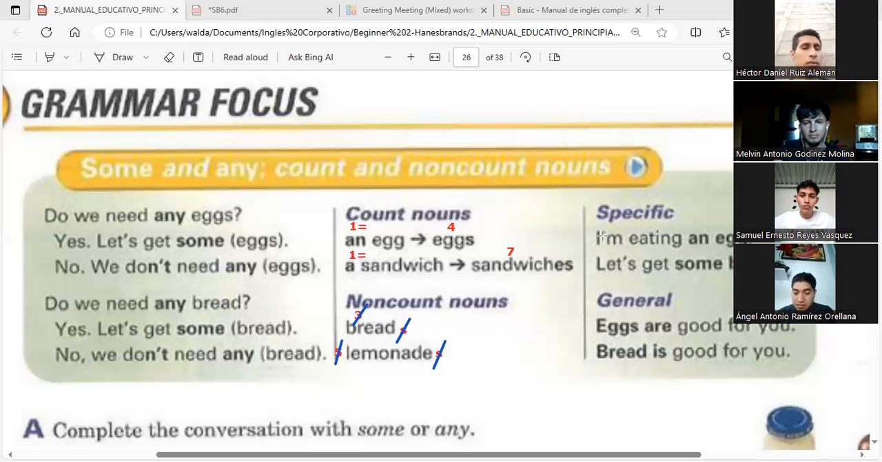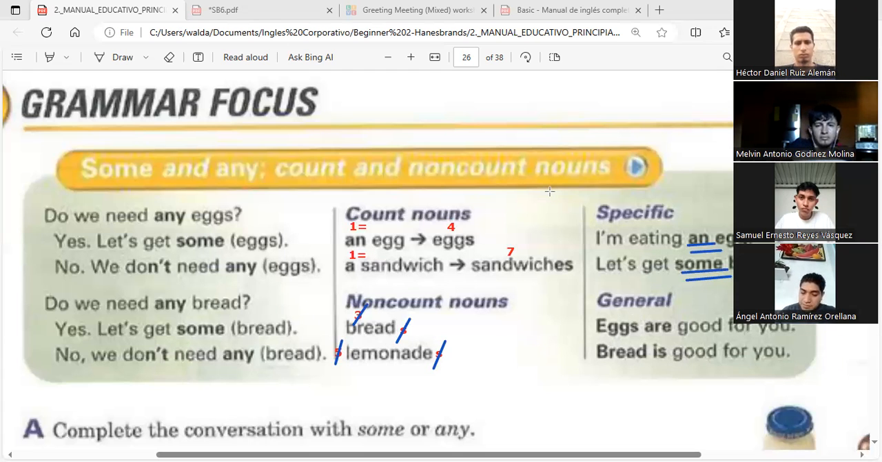Also, when we are being specific, we are referring to some food in specific. We say, for example, I'm eating an egg. So for countable nouns, we say an egg. We're very specific. Now with non-count nouns, we say, let's get some bread, when we're being specific, okay? A specific bread.